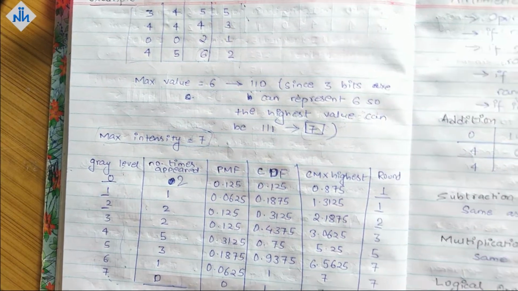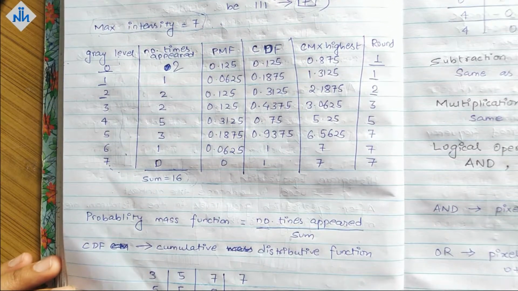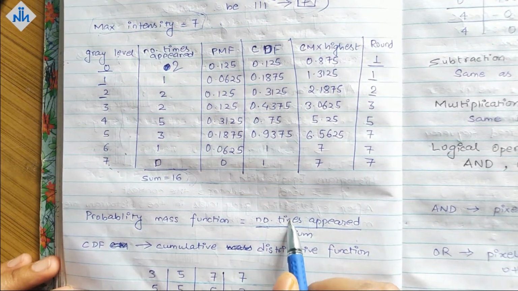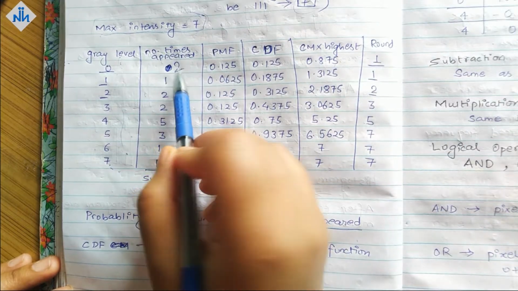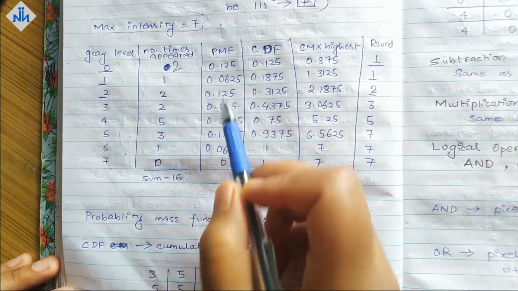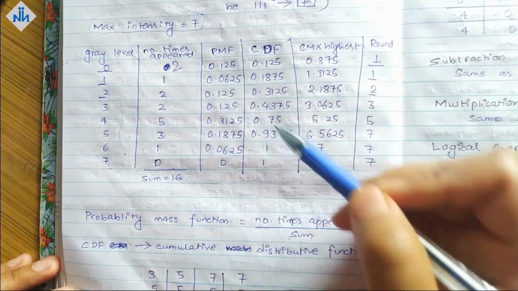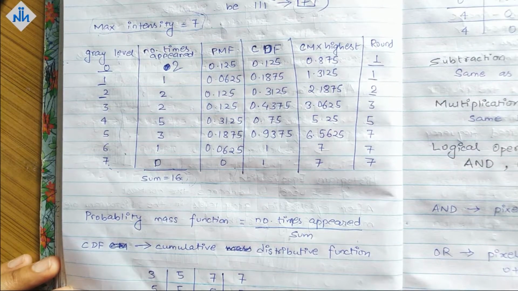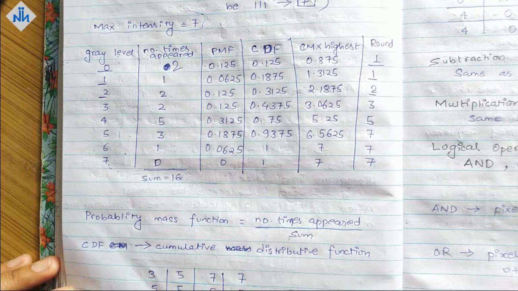After that we find the PMF. PMF is the probability mass function, and this is the formula we are going to use: number of times it appeared divided by the sum. So 2 divided by 16, 1 divided by 16, 2 divided by 16, and we find everything and put it over here. Please do your calculation yourself, and if there is some mistake, please leave it in the comment section so that everyone can know.